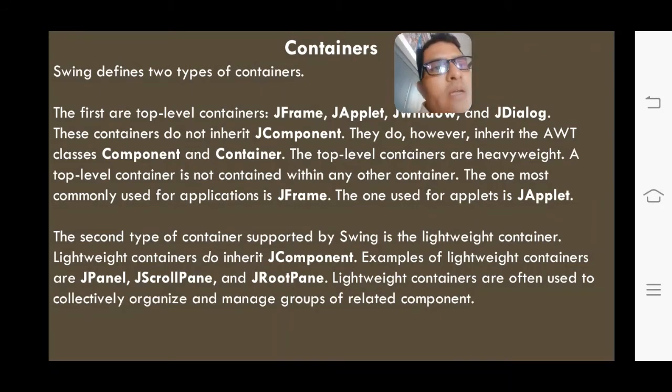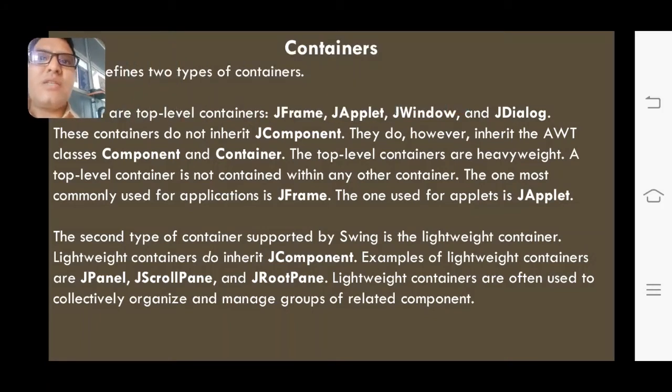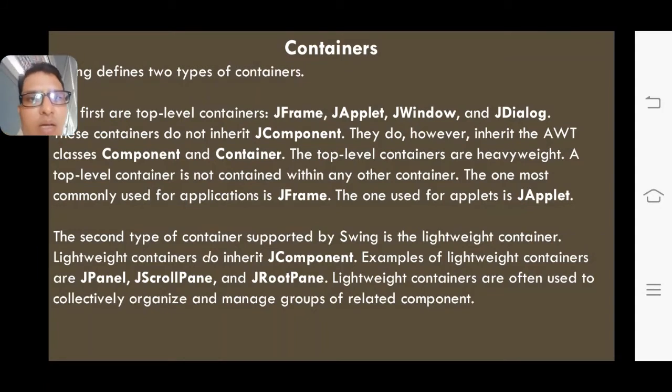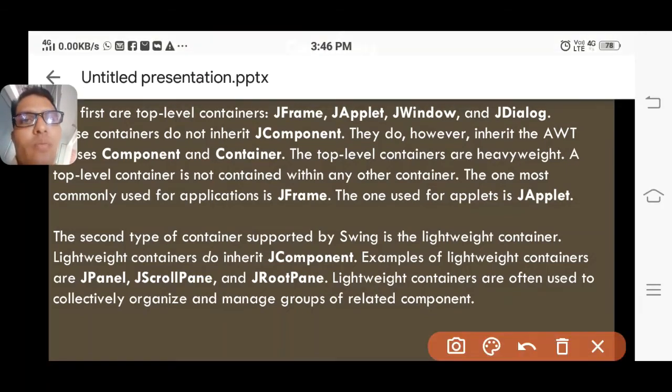JScrollPane means just like scroll bars, so this scroll pane is also one of the lightweight containers. And JRootPane indicates a hierarchical structure. Lightweight containers are often used to collectively organize and manage a group of related components. Okay, a group of related components can be managed by using these lightweight containers, right?